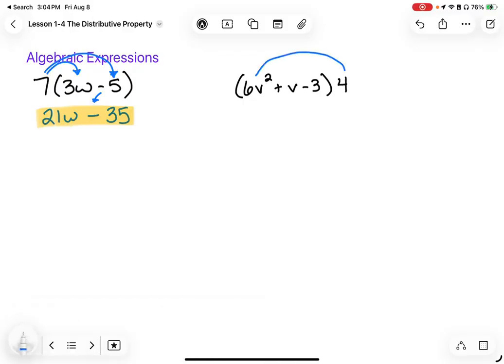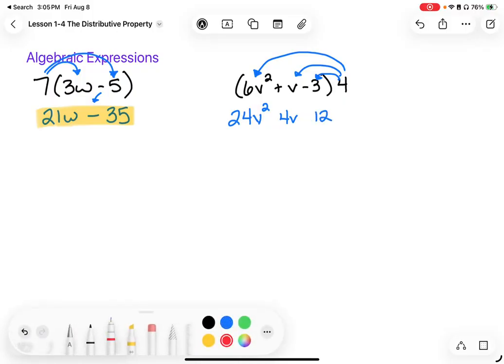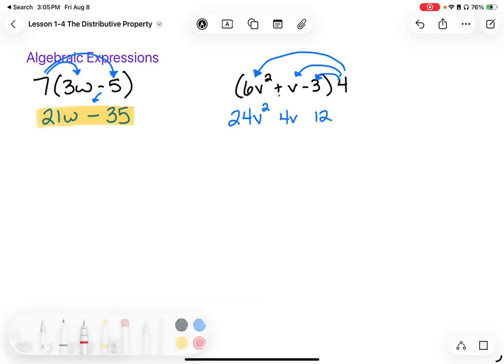So we will do 4 multiplied by 6v squared, which is going to give us 24v squared. Then we do 4 times v, which is 4v. And then there's a third thing here. We do 4 times 3, which is 12. And then the signs, the operations that go in between, are the same as they were in the parentheses. There was a plus sign here, so we put a plus, and there was a minus sign here, so we put a minus right there.